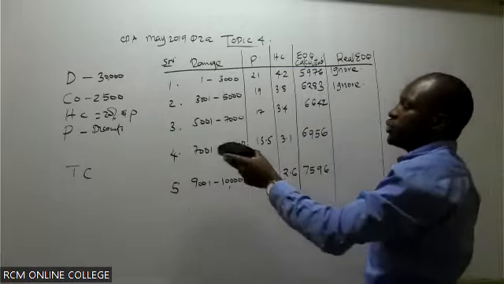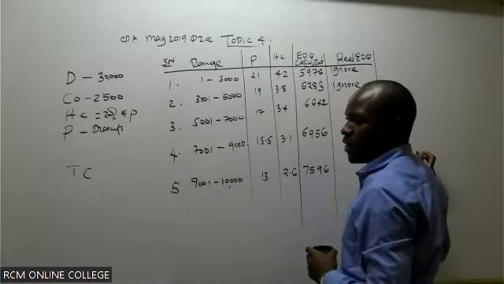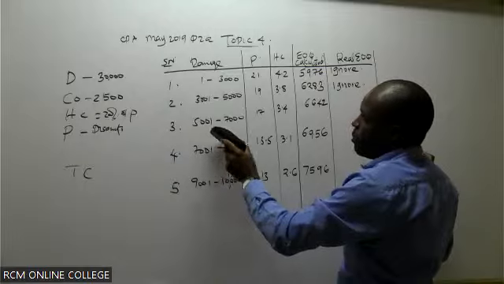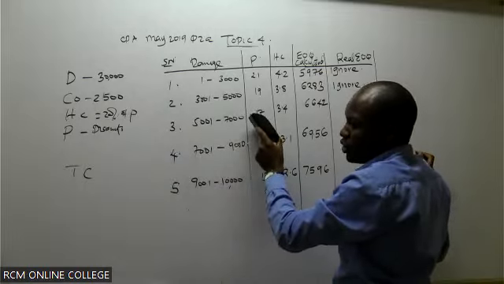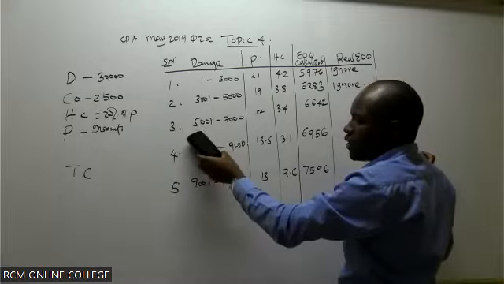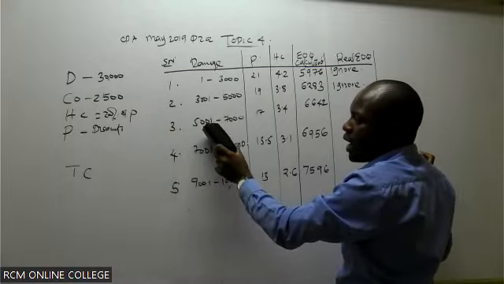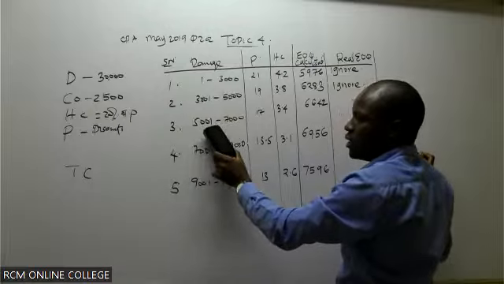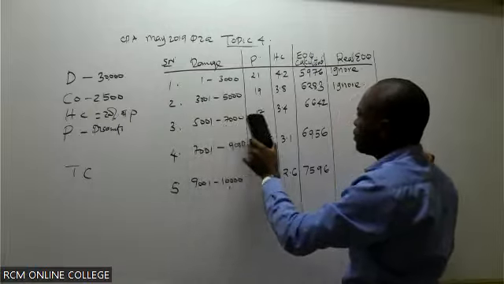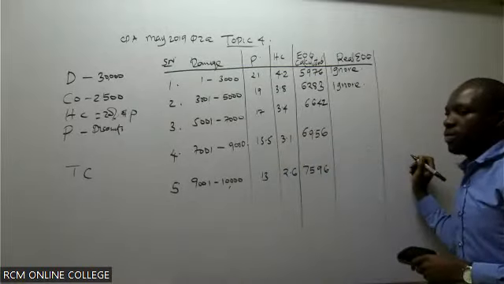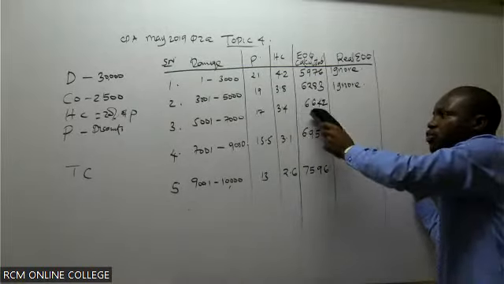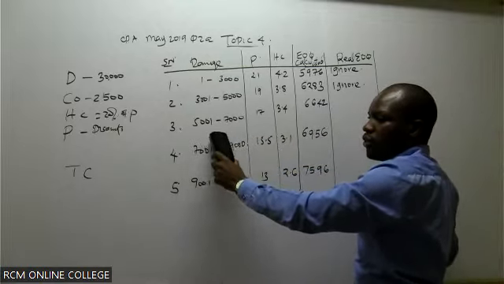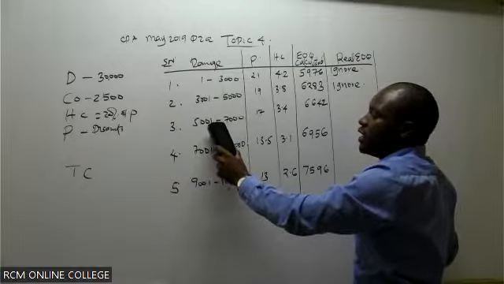Good. Let's get to number 3. For you to get a purchase price of 17 shillings per unit, you must order goods that are within 5,001 to 7,000. Within 5,001 to 7,000. Come to economic order quantity, 6,642. Is it falling within this range here? It is within the range, is it?